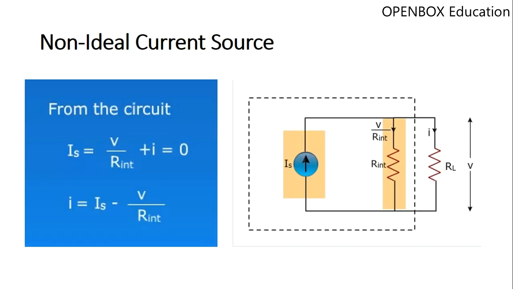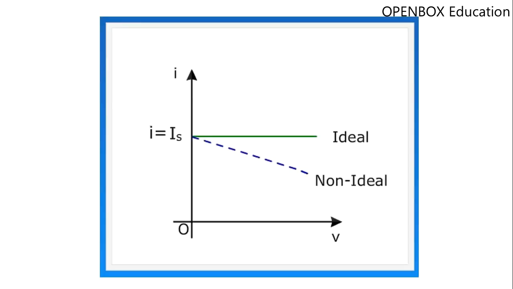Non-ideal current source. In practical current source, internal resistor is included parallel to the source. The expression for current flowing through the circuit is obtained as follows. From the circuit, source current Is is equal to voltage V divided by internal resistance RINT plus current I. I is equal to Is minus V divided by RINT. The graph between voltage and current shows that the current decreases with the increase of voltage.